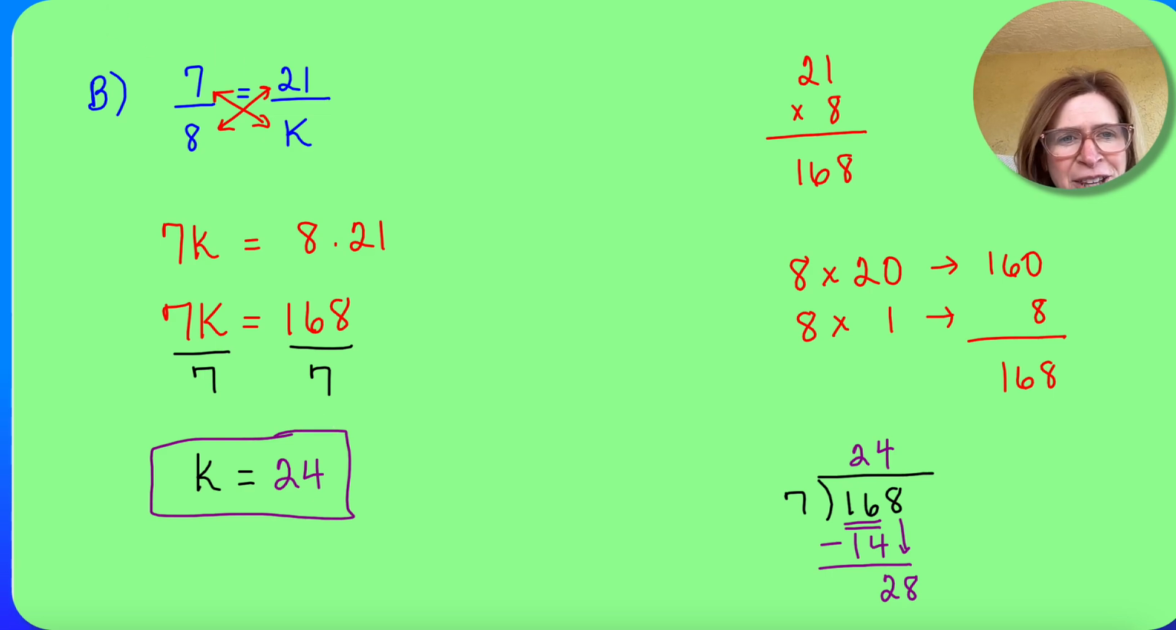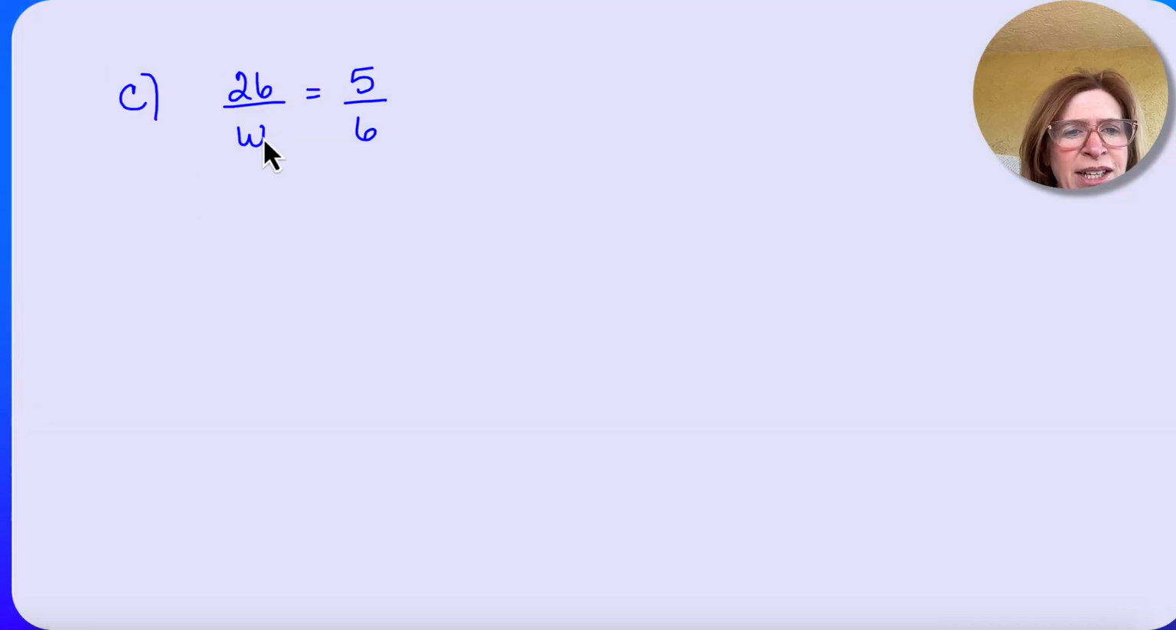All right, let's try another one. 26 over W equals 5 over 6. So I'd like you to try it. So press pause on the video, you try it, and then let's come back.